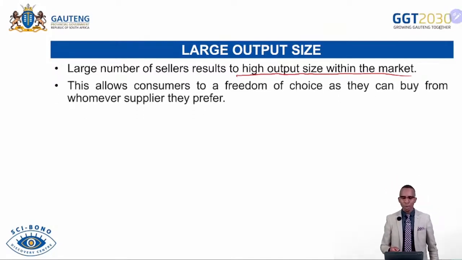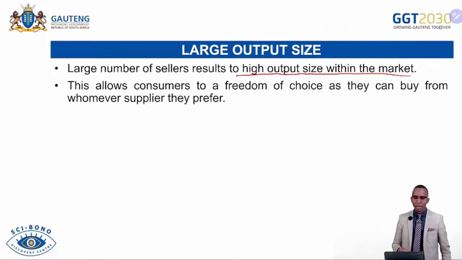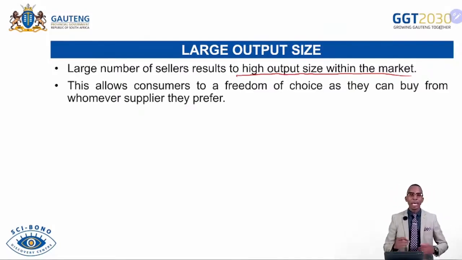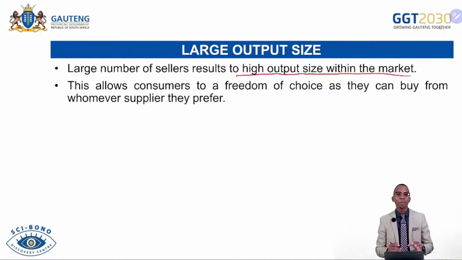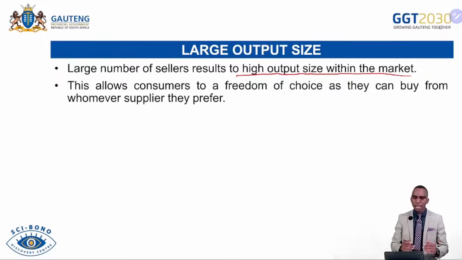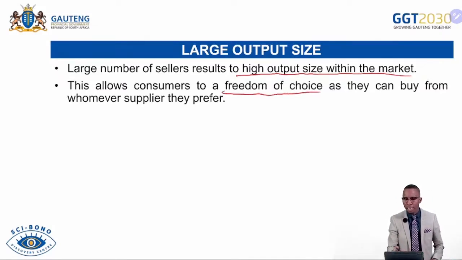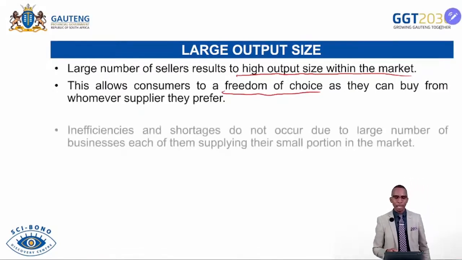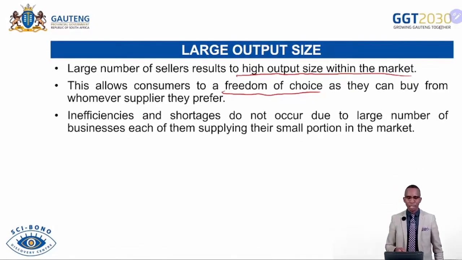This gives consumers freedom of choice, as they can buy from whichever supplier in the market. So they buy from whoever they prefer. No one can restrict them or stop them from buying from the one they prefer. So they have what you call freedom of choice. They can buy from any supplier available in the market because, remember, these suppliers are supplying the same product.